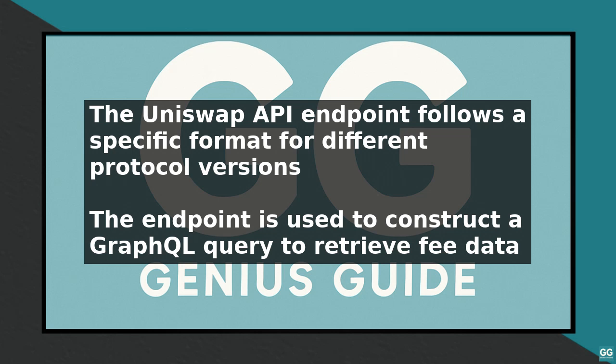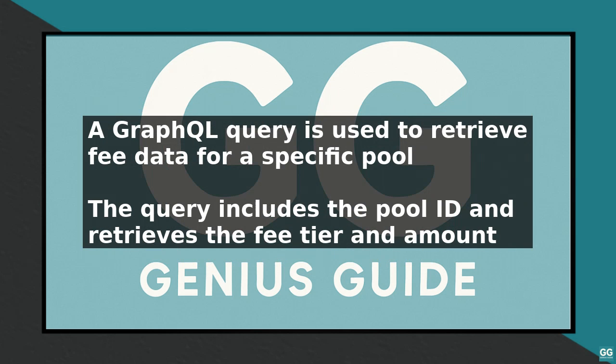After constructing the query, you can send a POST request to the API endpoint with the query in the request body. The response will contain the fee data for the specified pool, including the fee tier and the fee amount. To parse the response data, you can use a JSON parser to extract the fee data from the response. For example, if the response is in JSON format, you can use a library like JSON.parse to parse the response and extract the fee data.